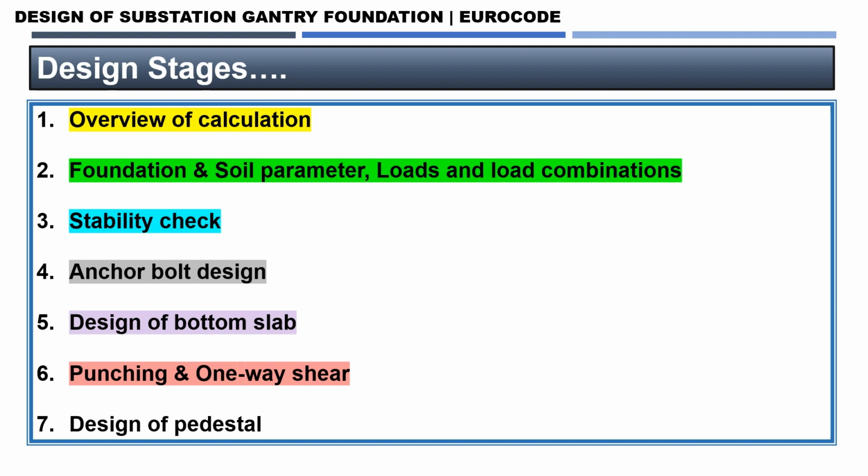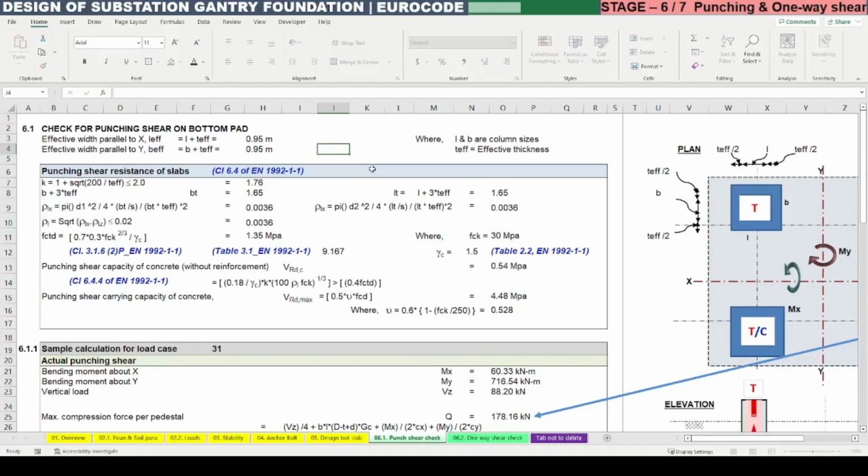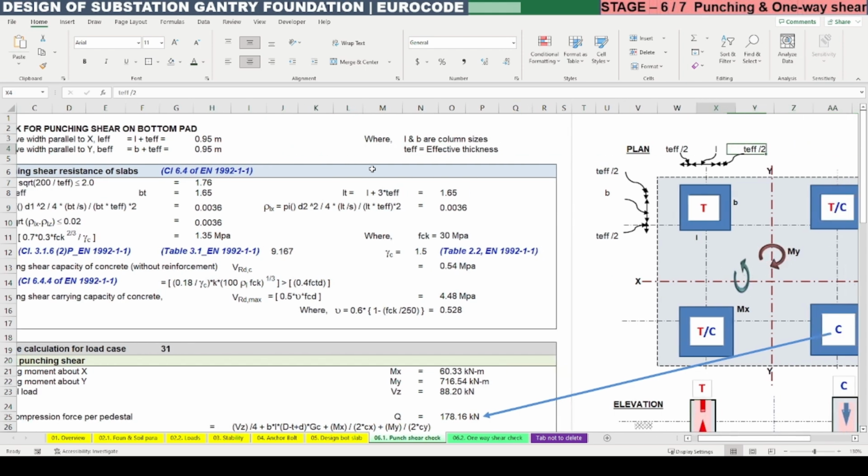Now let's look into the Excel calculation which is prepared for demonstration. You can see an Excel sheet on the screen, which will demonstrate the punching and one-way shear. First we need to calculate the effective width parallel to X and Y. For that we need to take a measurement which is half of the effective thickness of the bottom raft on both sides of the column. That should be measured from the face of the column.